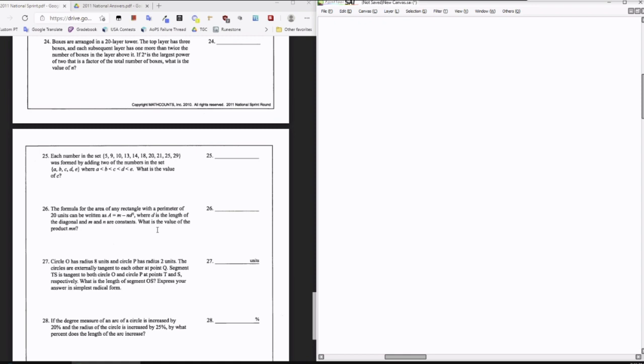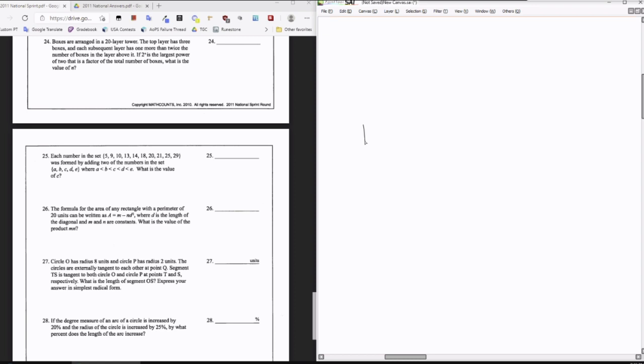My bad. Number 26. The formula for the area of any rectangle with a perimeter of 20 units can be written as A equals m minus n d squared, where d is the length of the diagonal and m and n are constants. What is the value of the product mn?